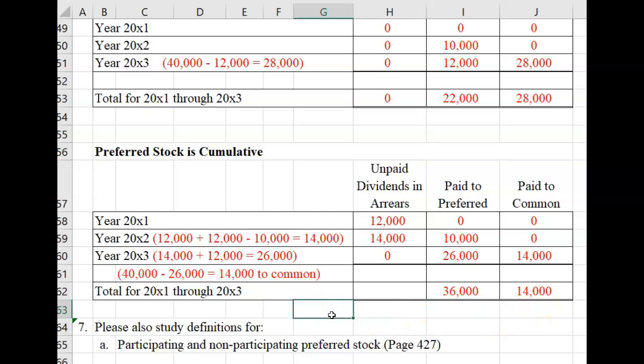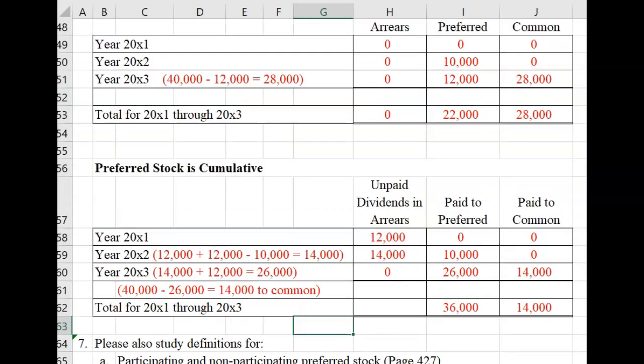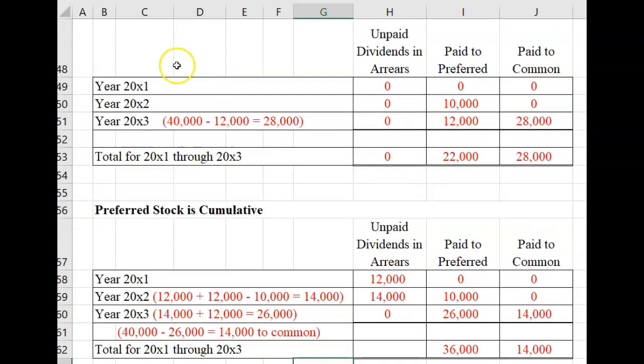So let me ask you a question. If you had the option of buying cumulative preferred or non-cumulative preferred, and the corporation does actually pay dividends, which one would you rather have? Well, I think I'd rather have the cumulative preferred because it's pretty obvious they end up getting more dividends if it's cumulative preferred.